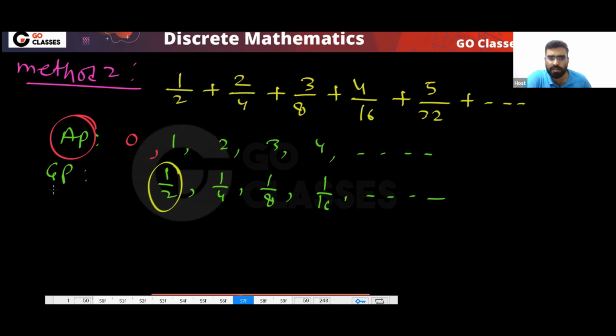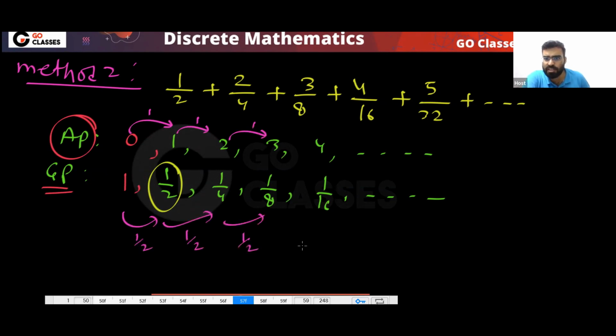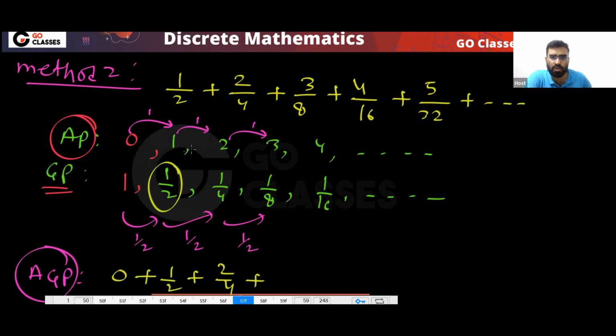And if I put 1 here, will the GP get disturbed? The GP will not be disturbed because you can notice that you still have half. So your GP also will not be disturbed. And will your AGP be disturbed? Your AGP will be 0, then 1 by 2, then 2 by 4, then 3 by 8. So your AGP is also not disturbed, right?